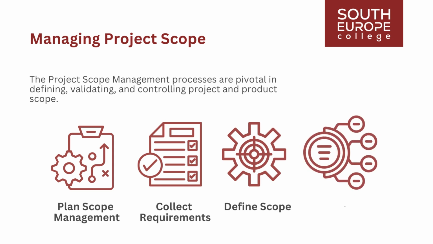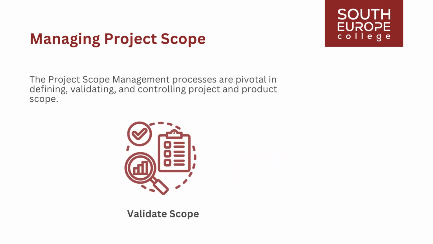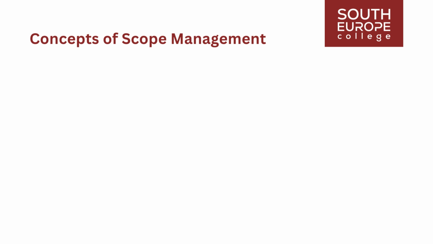Create WBS, work breakdown structure. This process entails breaking down project deliverables and project work into smaller, more manageable components. Validate scope. It formalizes the acceptance of completed project deliverables. Control scope involves monitoring the project and product scope status and managing changes to the scope baseline. While the project scope management processes are presented as distinct processes with defined interfaces, they often overlap and interact together in practice.